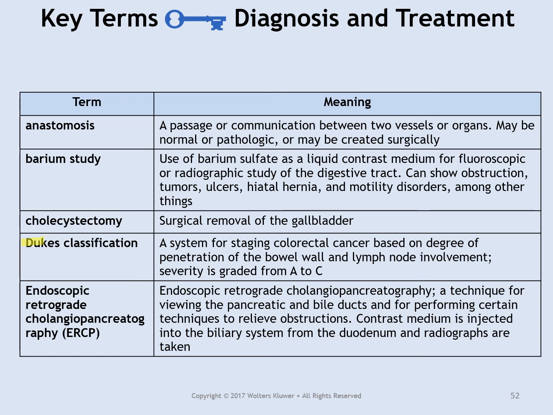We have Duke's classification for staging colorectal cancer. And it goes from A to C.